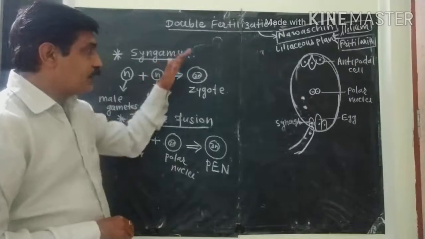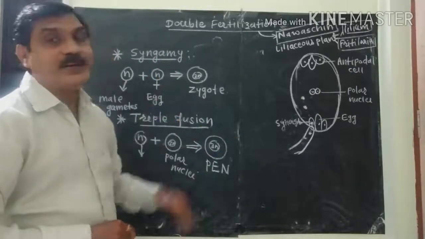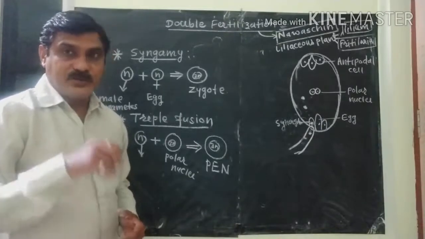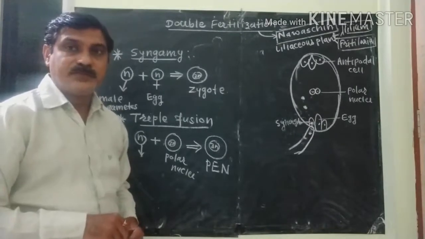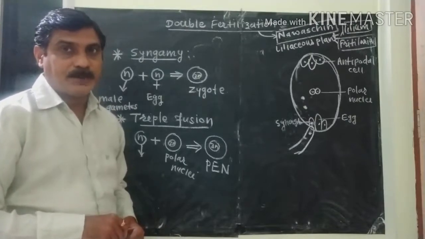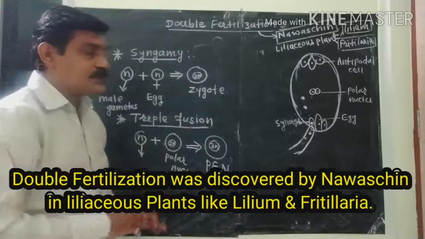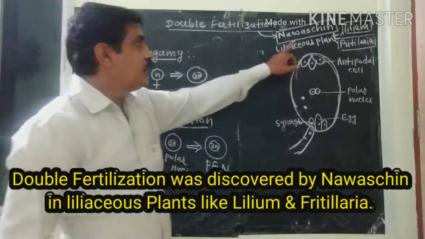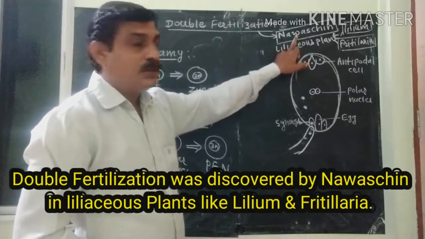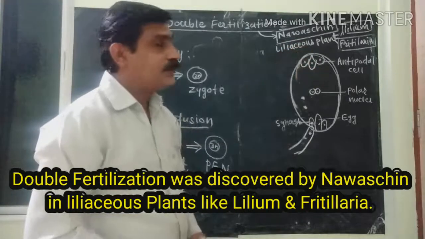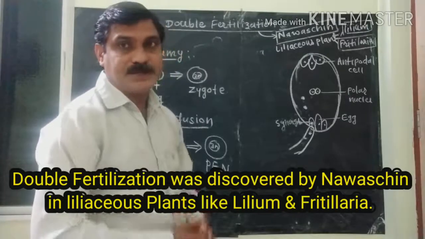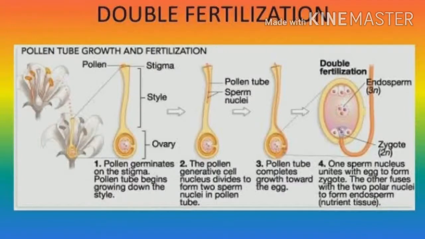So this is all about double fertilization, which takes place in angiosperms, and it is a characteristic feature of angiospermic plants. This whole process was discovered by the scientist Nawaschin in liliaceous plants, for example Lilium or Fritillaria. So this is all about double fertilization.